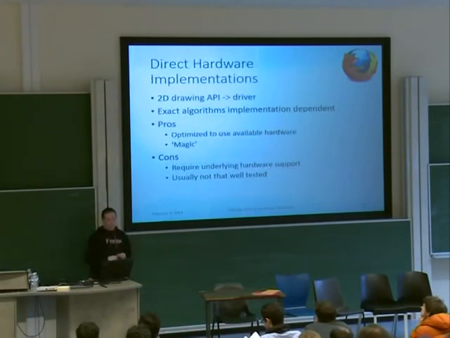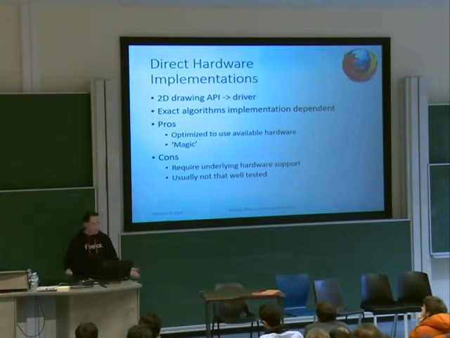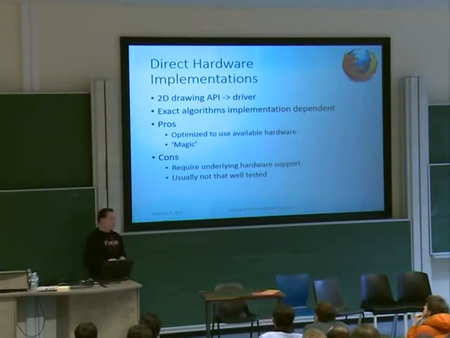Then finally, there's direct hardware implementations. The exact algorithms are implementation dependent. The advantages are that they are optimized for the available hardware. They're implemented by the hardware vendors for their hardware. They're basically magic. You just give them your 2D stuff and they make it happen. The downside is they require underlying hardware support, usually not widely supported, and they're usually not that well tested because only a couple of devices have them and nobody's using them, which is not great.